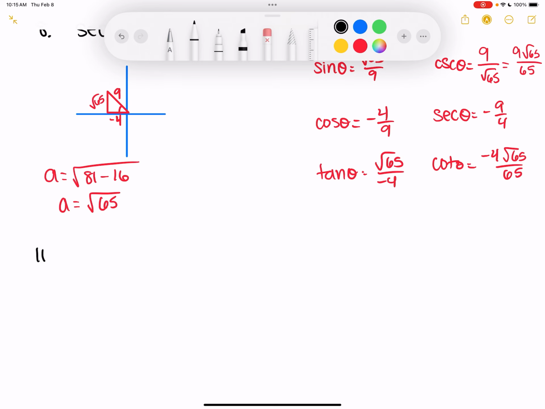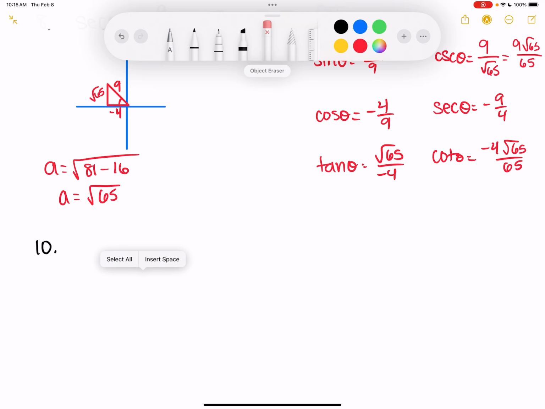So, 10. Sine of x times cotangent of x. My thought process when I'm doing any kind of simplifying problem or when I get to verifying is: how can I rewrite something that I have in order to make things cancel? Okay? So what is one of the things in this current problem that I could rewrite, and how would I rewrite it?